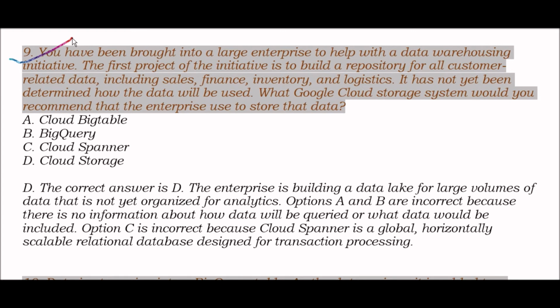Option A, Cloud Bigtable. Option B, BigQuery. Option A and option B are both incorrect because there is no information about how data will be queried or what data would be included. That's why they are both discarded. Option C, Cloud Spanner. Cloud Spanner is incorrect because it is a global, horizontally scalable relational database designed for transaction processing. So option C is also incorrect.